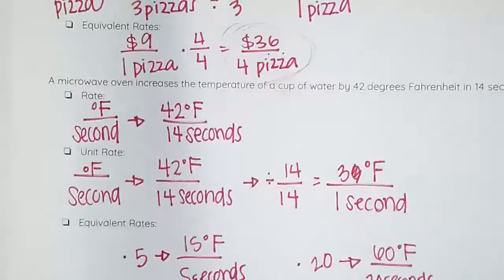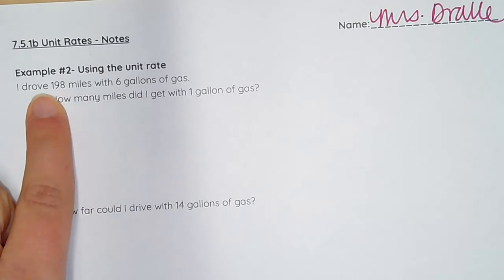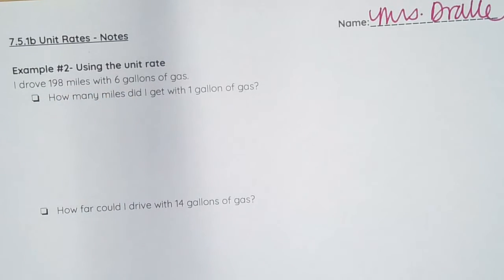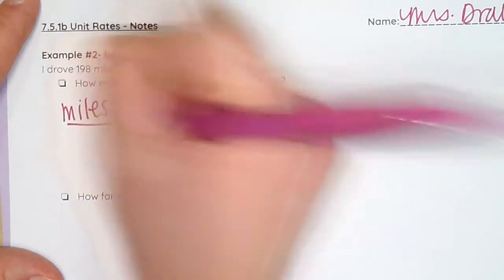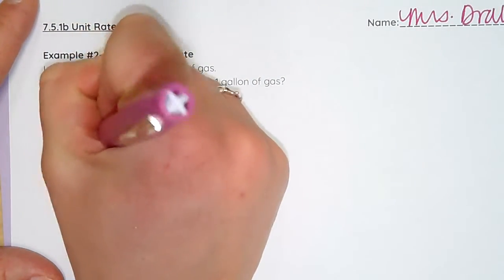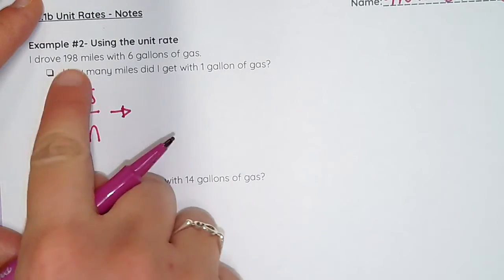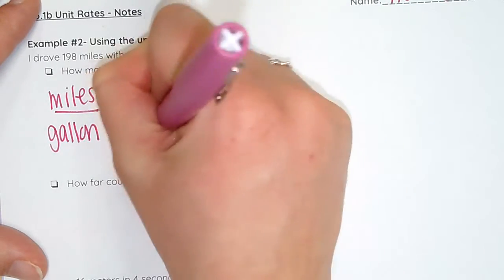There's one more example that I would like to go through with you, and that would be using our unit rate. So here it says I drove 198 miles with 6 gallons of gas. Again, what is the very first thing I do? Write my word ratio. So I'm going to say miles per gallon. Okay, so from here, I write my rate. I, again, just pull my rate directly out of the problem. So 198 miles per 6 gallons.